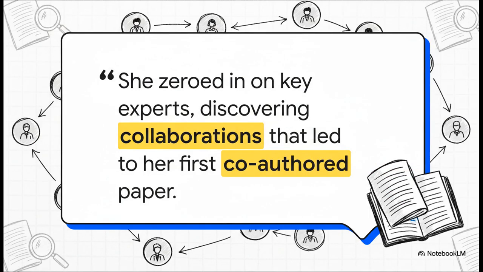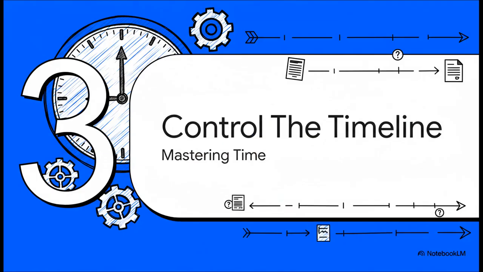And the payoff? Oh, it was huge. A total game changer for her. By focusing on the key authors, she didn't just find articles, she found entire research networks. She saw who was collaborating with whom, and that led directly to her getting her own first co-authored paper. That's the power of precision. Okay, so finding the right person is huge. But what about finding the right time? Our next hack is all about making sure your sources are from the exact period you need them to be.